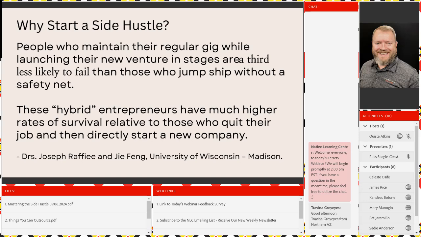You're not jumping into the ocean. You might be jumping into the deep end of the pool, but you can always reach out and grab the edge of the pool to pull yourself out if you need to. And sometimes starting a business that's not a side hustle is a lot like just jumping into the ocean and you don't have anything to grab onto.